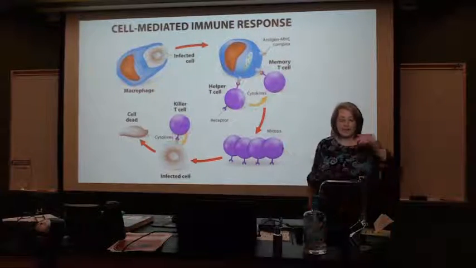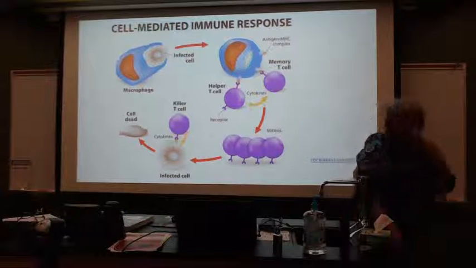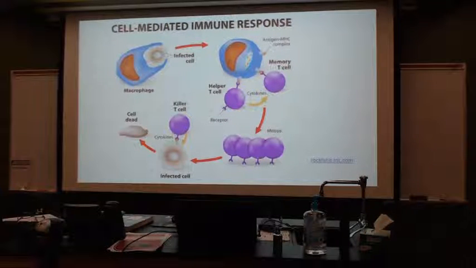Now, cytokines are created in the immune response to help cells do their job. Now, they're going to be these particles, these proteins, these pieces that get formed, and they will help go to other cells to do their job.